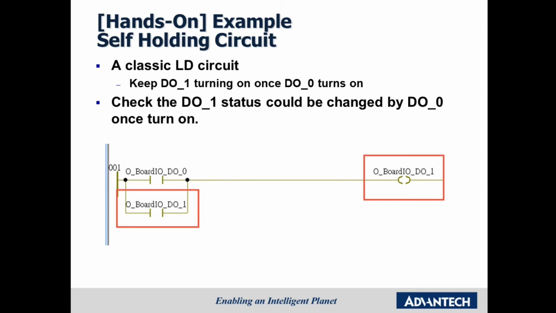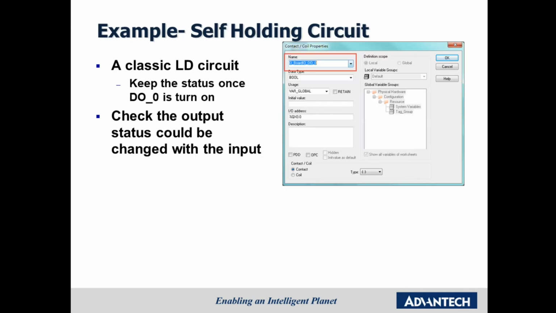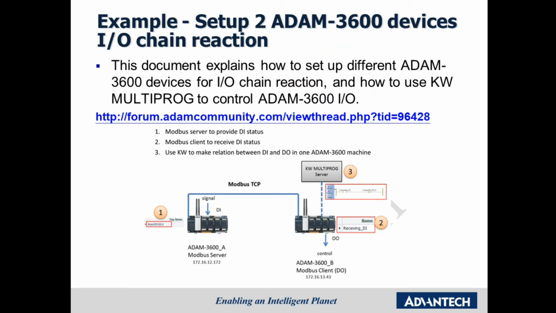And the answer is as this logic. User can check the DO1 status could be changed by DO0, turn on or turn off. Okay, so keep this status. Once DO0 is turned on, check the output status could be changed with the input.